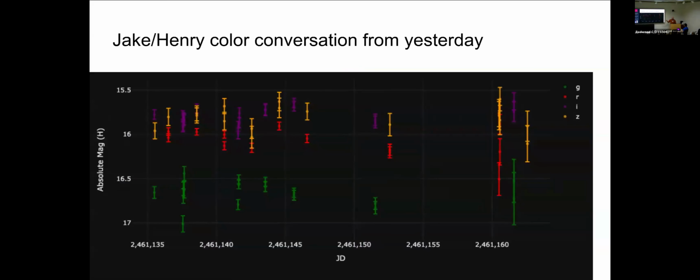Okay, so that inspired me, and then Henry asked some questions about that. So I pulled this. This is an object I pulled from SNAPS this morning, and LSST observed the main belt asteroid. On the bottom is time, and on the y-axis is absolute magnitude. This is an object observed in these four LSST filters, g, r, i, z.